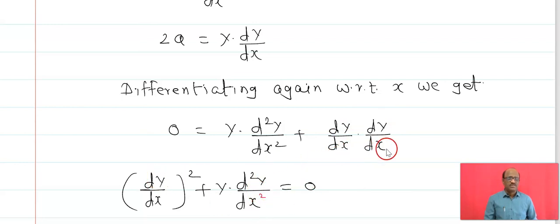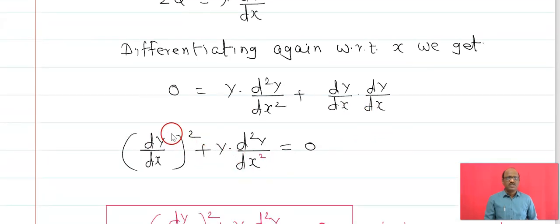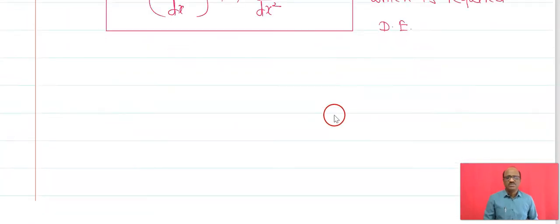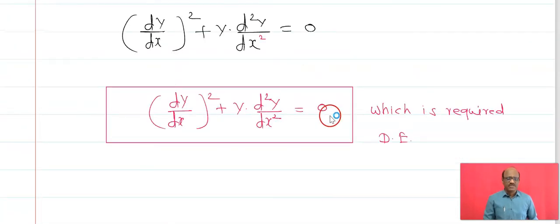Therefore the required differential equation is (dy by dx) whole square plus y into d2y by dx square equals 0. This is the required differential equation, and in this way we have completed exercise 6.1 and 6.2. Now we'll see in the next video, and then goodbye.